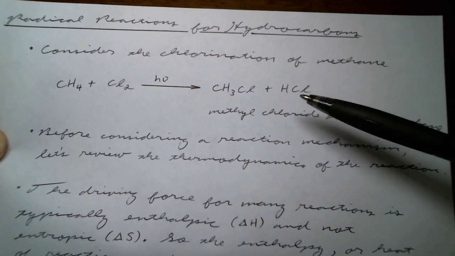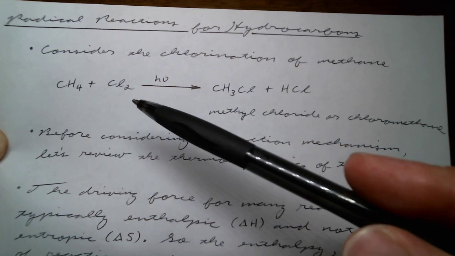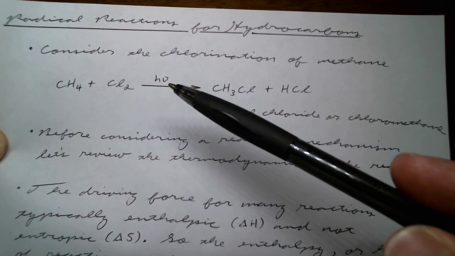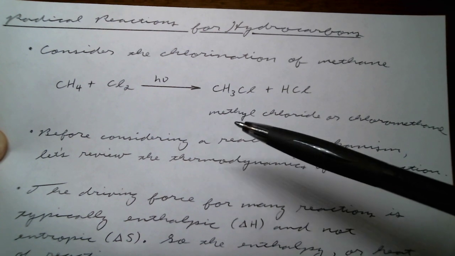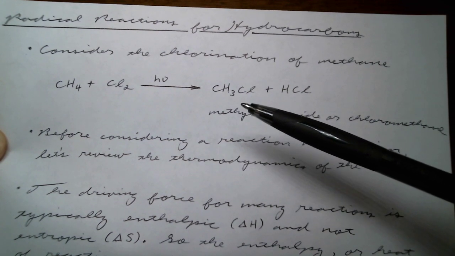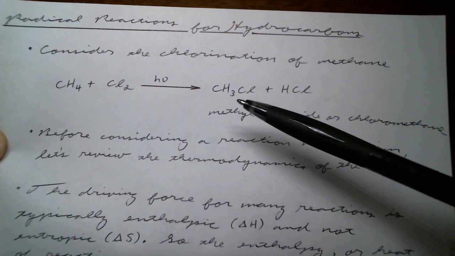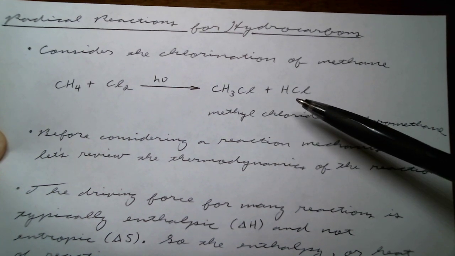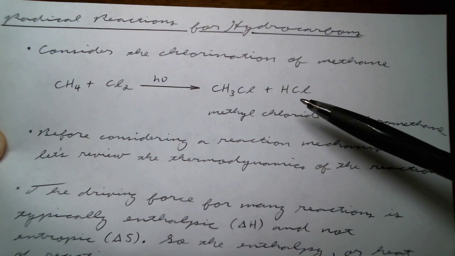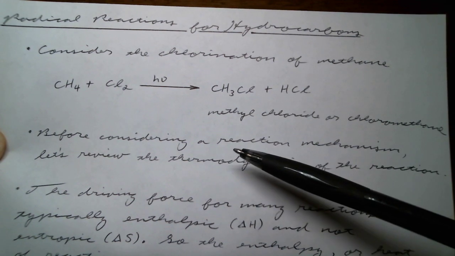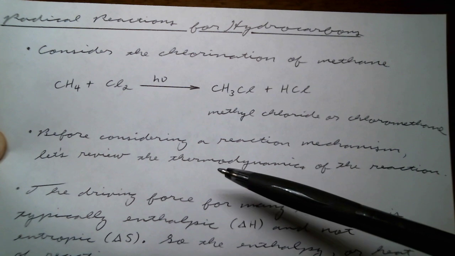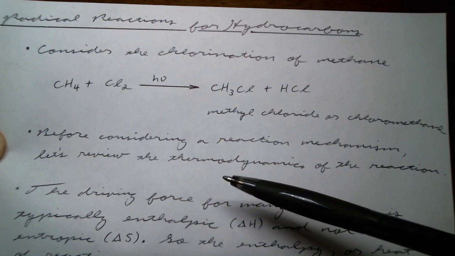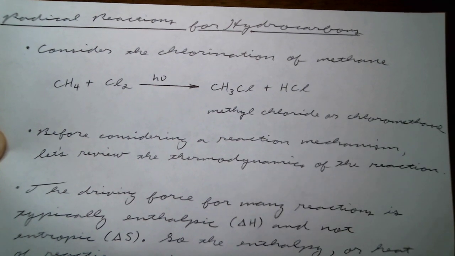So here we have methane, diatomic chlorine, and a little light, which we symbolize as h nu, and we're forming methyl chloride, or chloromethane, and HCl. Before we consider a reaction mechanism for this reaction, let's review the thermodynamics of the reaction.